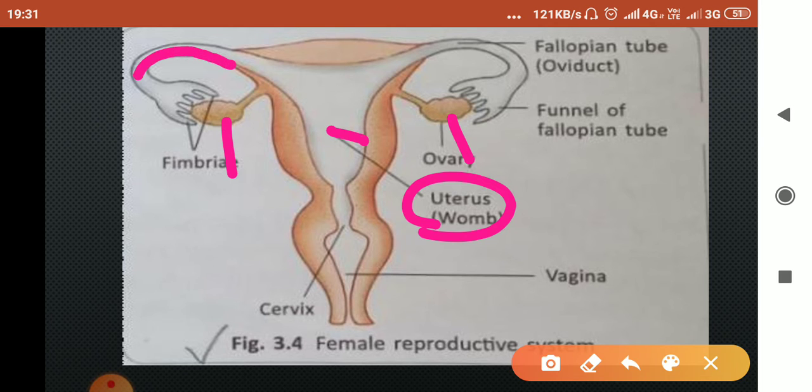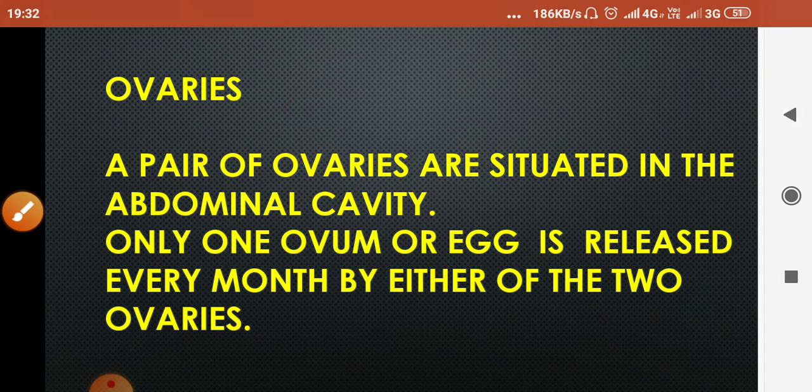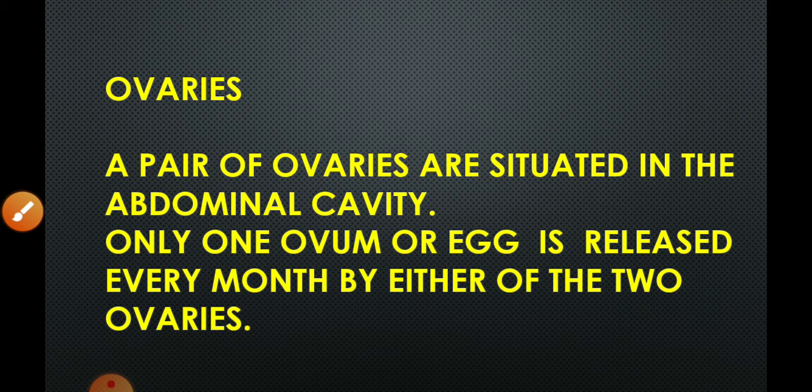Then these tube-like structures are called as fallopian tube or oviduct, and this fallopian tube or oviduct connects the uterus with the funnel of fallopian tube. This funnel of fallopian tube is called as fimbriae. Then the lower portion of the uterus is called as cervix, and the lowest part is called as vagina. Now children, let's see the function of each and every part of the female reproductive organ.